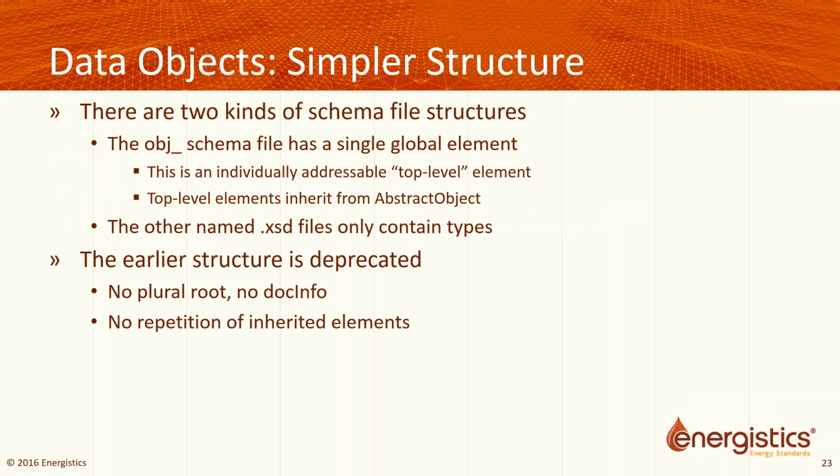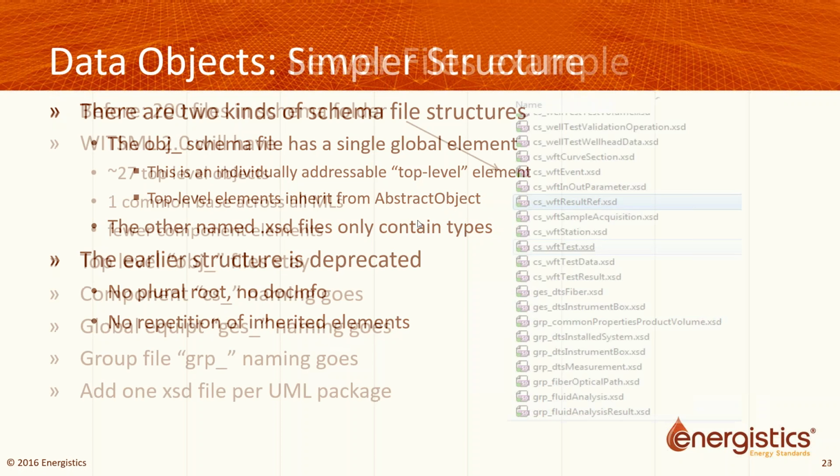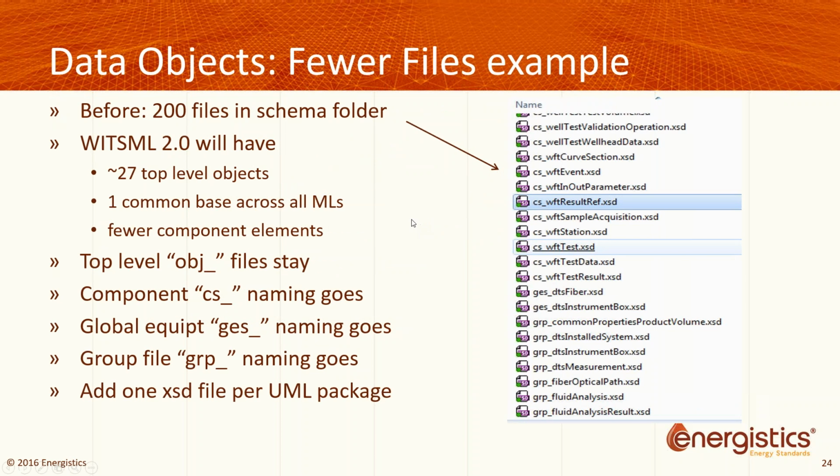There's no plural root. A lot of the stuff that used to be in every WITSML XML schema object has just been eliminated to make things simpler. There's a lot fewer files. Before there were around 200 little files in the folder of the schema. Now there's probably around 50 files in the directory.